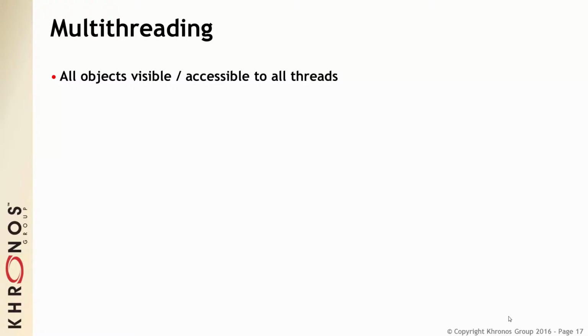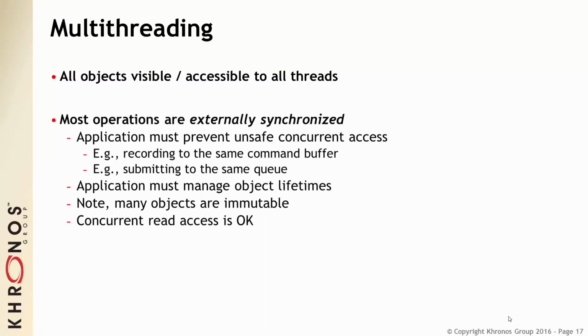Any thread can see any object. Any thread is welcome to touch any object as far as Vulkan is concerned. You have to decide whether it's safe to do so. We give you the rules, and you decide and do the synchronization. The term we use in the spec for most of the operations on objects is externally synchronized.